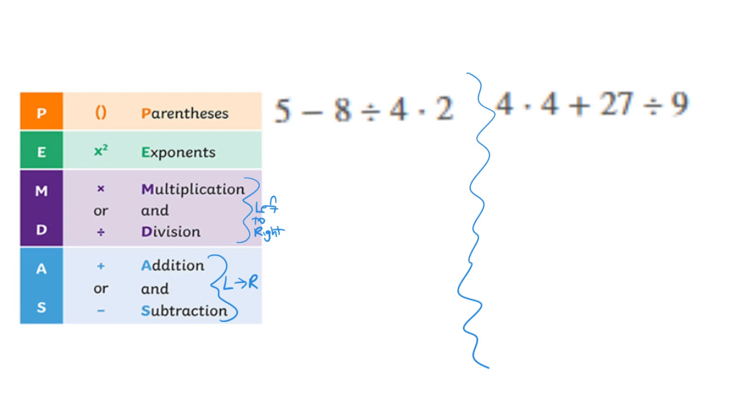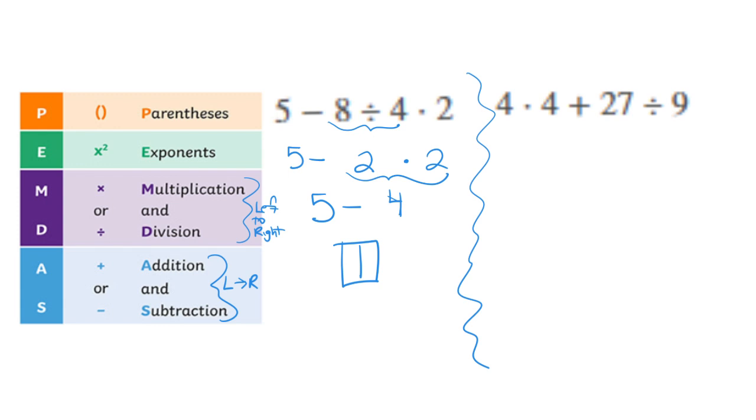So the first thing I do is this division right here. That's the first thing from left to right. So it's a 5 minus, and 8 divided by 4 is 2 times 2. Okay, now I still see multiplication, so I'm going to do it next. So it's going to be 5 minus 4, doing that multiplication piece. And now your last step is to do that subtraction. 5 minus 4 is a 1.